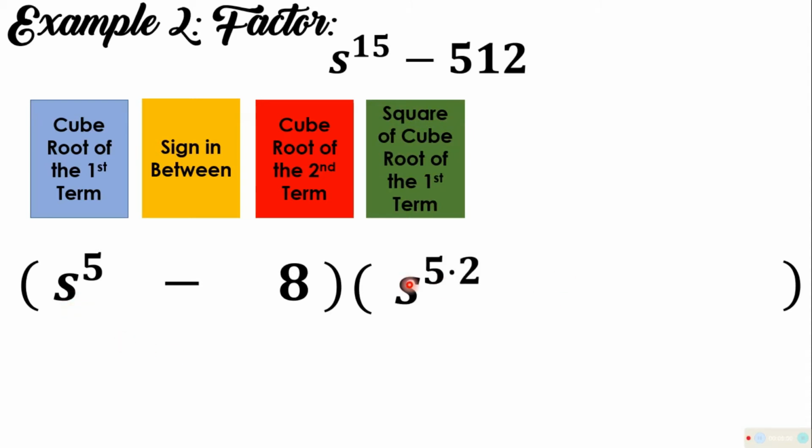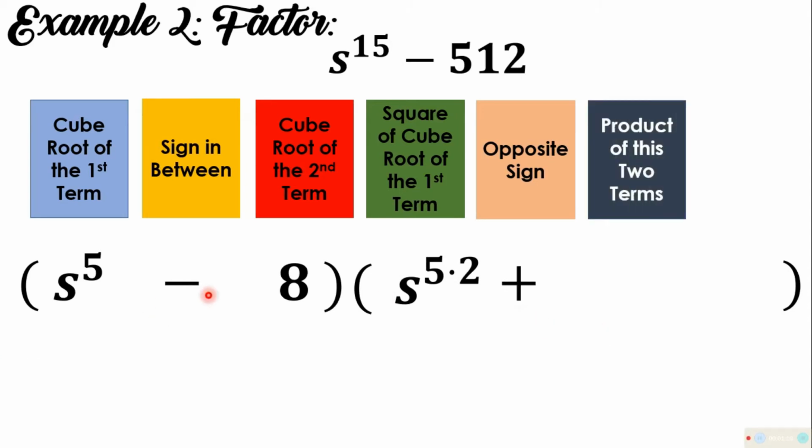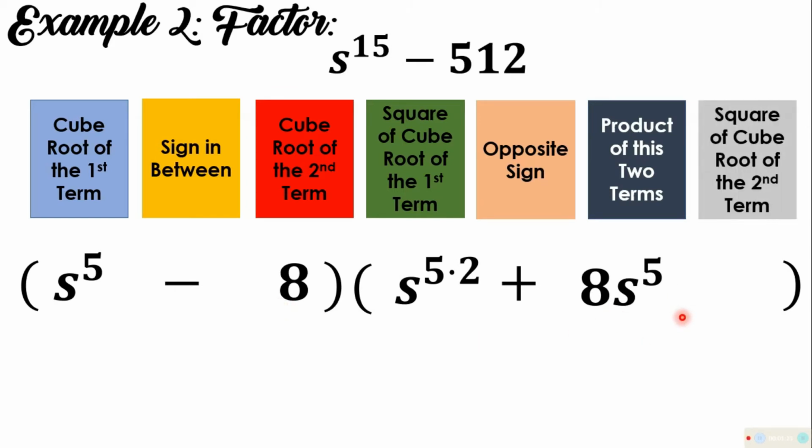Next, get the square of our cube root of the first term. So, pag ini-square natin yung s to the 5th, ayan po yung mangyayari. Then, get the opposite sign from minus, magiging plus. Then, get the product of these two terms. So, 8 times s to the 5th power, that is 8s to the 5th power. Then, for the last term, lagi siyang positive. What is the square of 8? So, yan naman yung nasa last term natin, ng second factor.